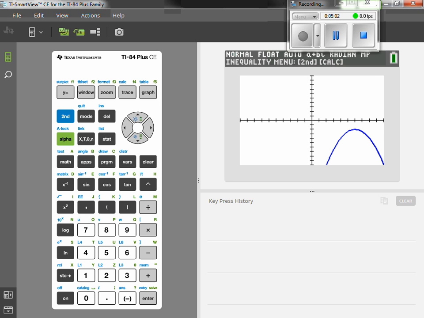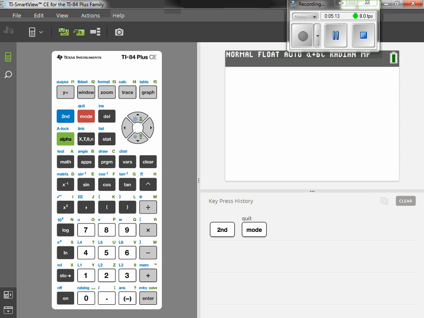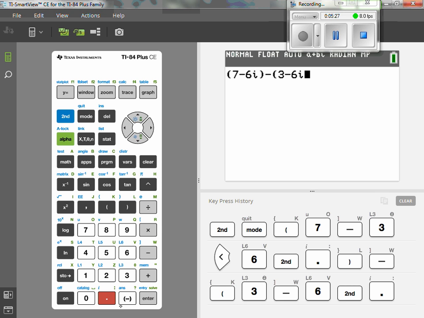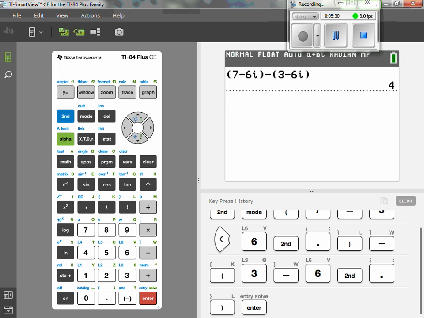So we have this here. Quick. So we had 7 minus 6i minus 3 minus 6i. And it tells you that the answer is 4. So what that means for us is that the calculator here will add and subtract complex numbers for us.